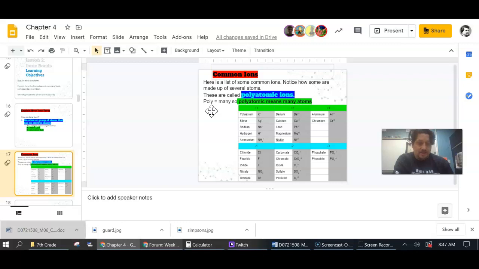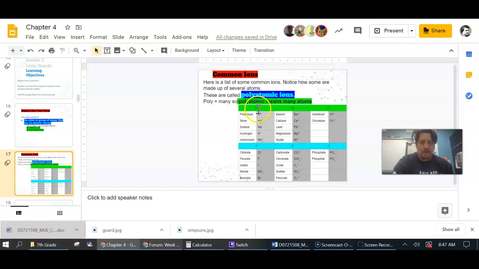There's lots of common ions out there that you've probably heard of. Here's a list of some of them. Notice how some of them are made up of several atoms. Those are called polyatomic ions. We talked about genes, polygenetic. Poly means many. Atomic means atom, so polyatomic means many atoms.